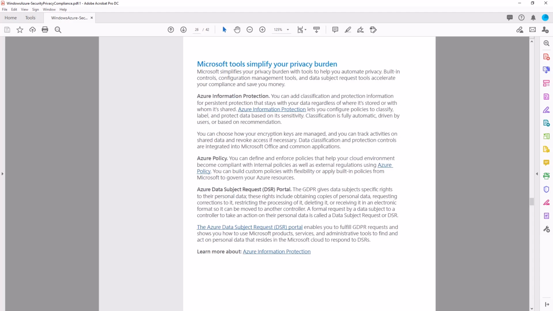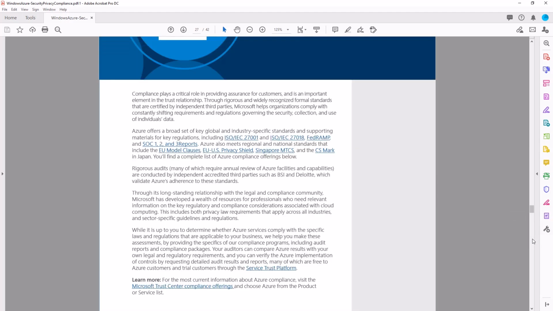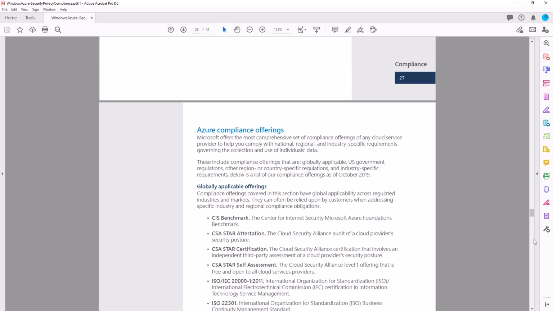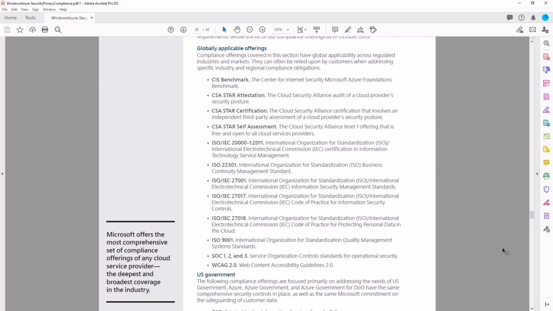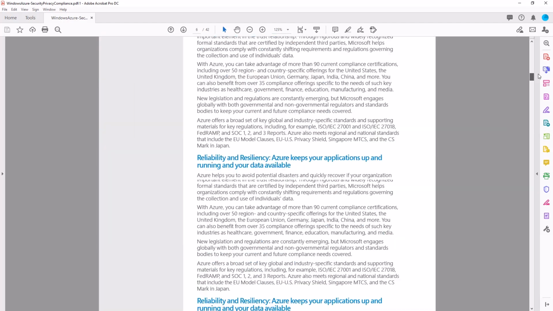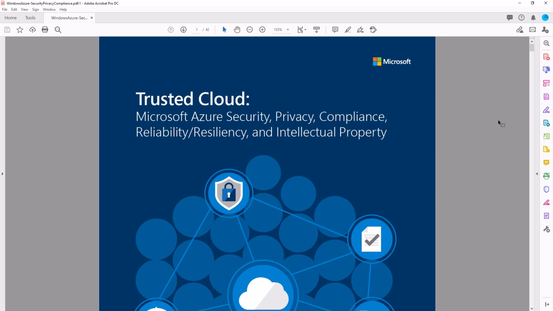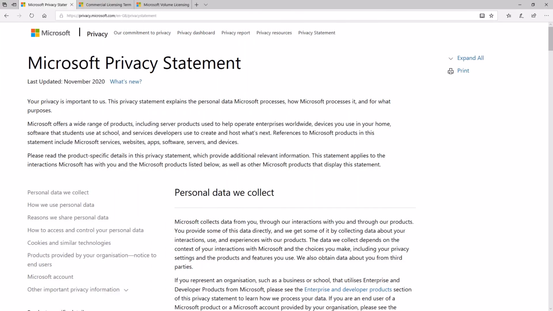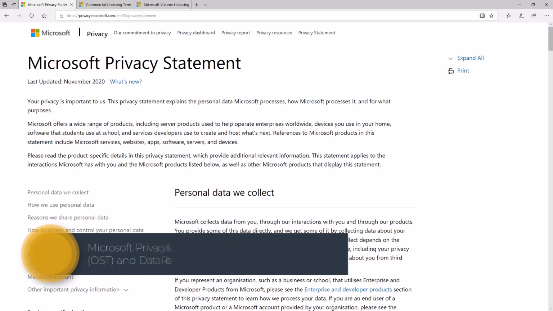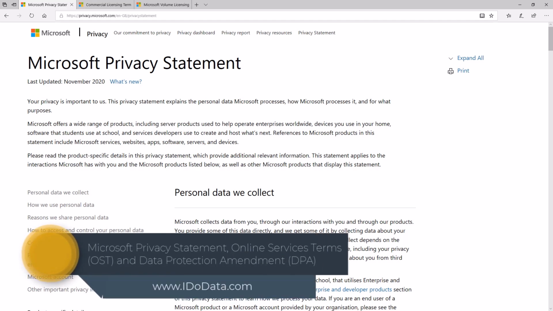Microsoft says, "We respect local laws and regulations and provide comprehensive coverage of compliance offerings." And you will see on the screen some of the compliance offerings that they regulate their software against. So these are Microsoft's core tenets: security, privacy, and compliance. In this video, I'm going to talk about Microsoft Privacy Statement, Online Service Terms, and the Data Protection Amendment.